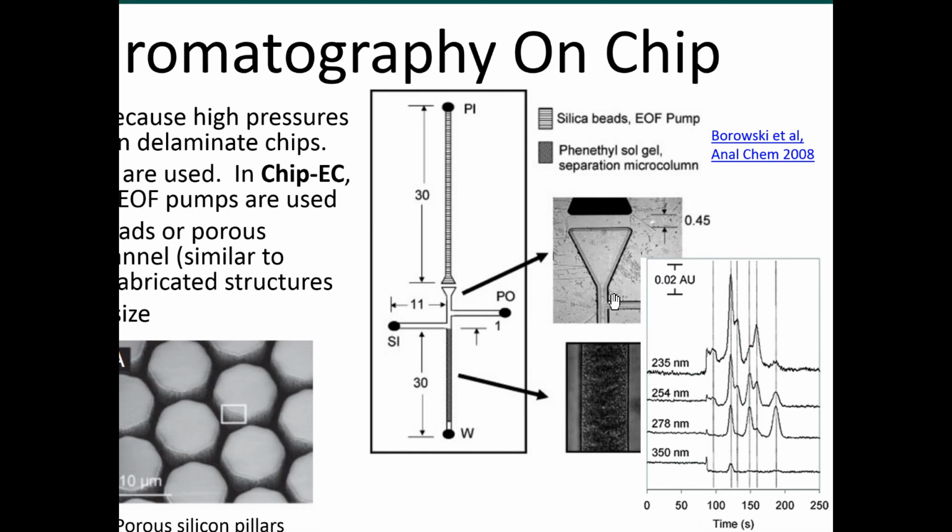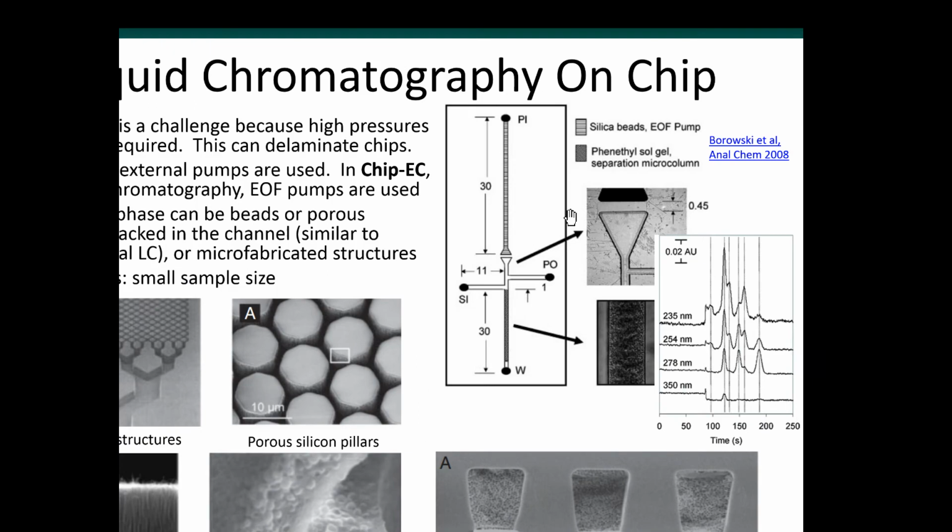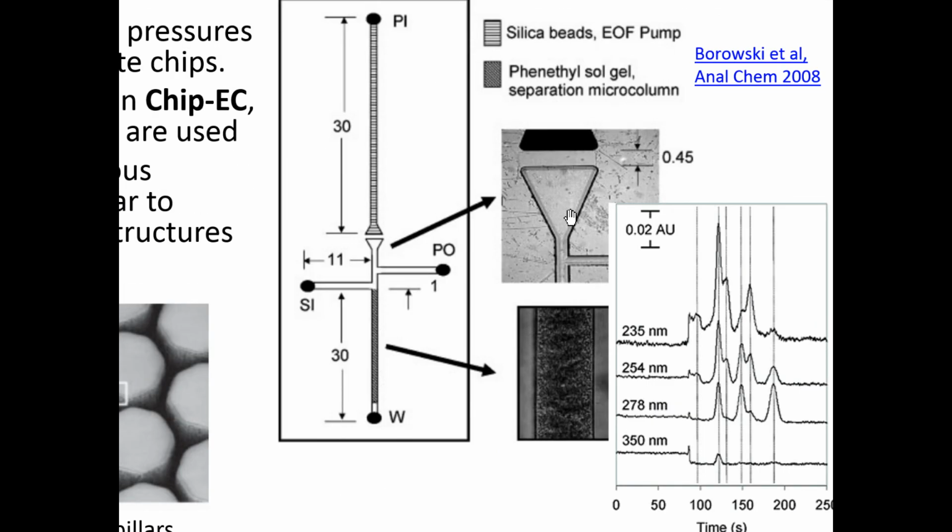Silica beads here. This is an example of what the chip looks like. There's an electroosmotic pump here. So this part is not the separation column. This is just an electroosmotic pump. And this channel is filled up with glass beads.